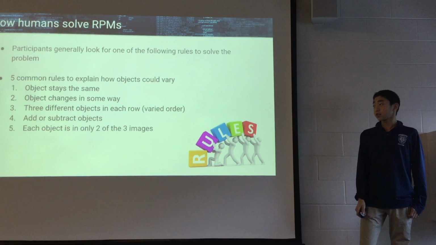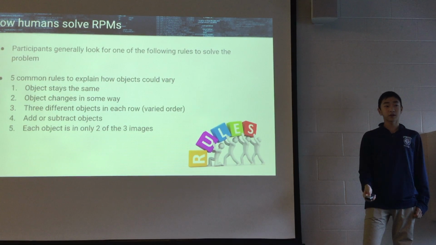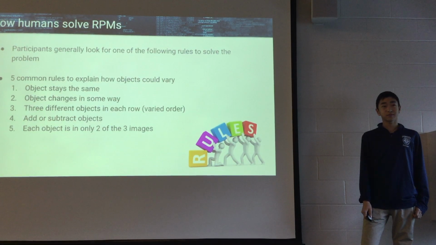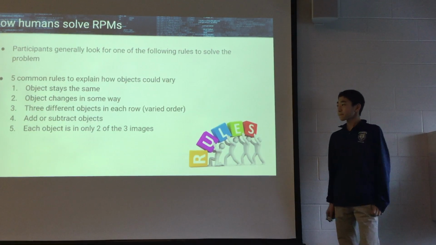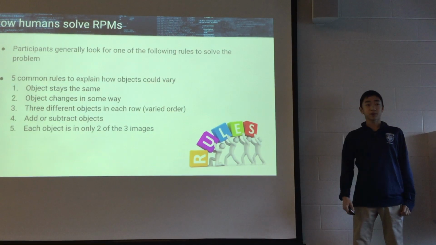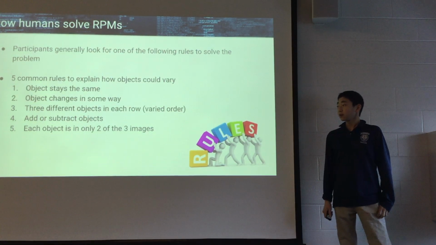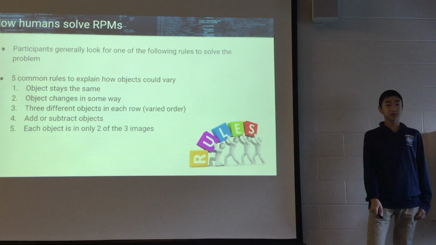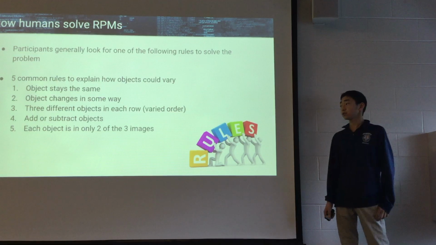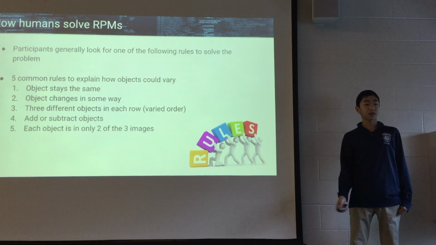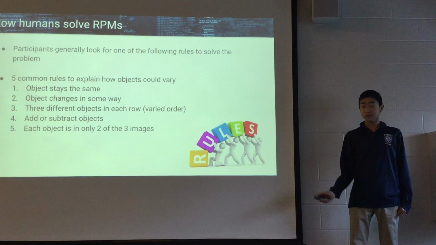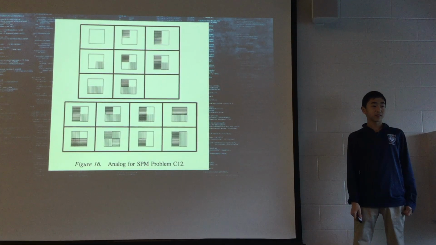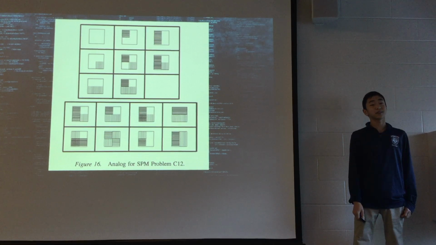Third, 3 different objects in each order. Say there's a square, triangle, and circle in the first box, triangle, circle, square, then triangle, square, circle in the third box. Fourth, add or subtract objects, pretty simple. And the fifth one being each object is only in 2 of 3 images. That last rule seems pretty simple, but when you actually try to solve it using that rule, it's quite difficult because it takes up a lot of memory. So knowing that, how would you approach this type of problem? I'll give you all a minute and you can discuss and raise your hand if you have the answer.